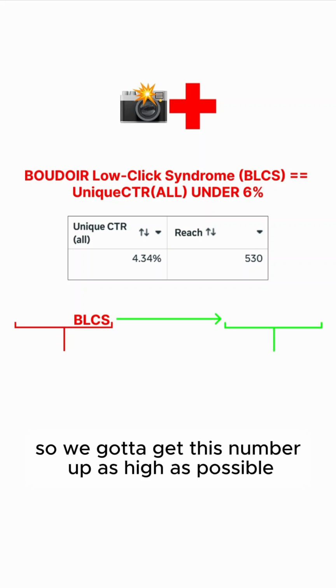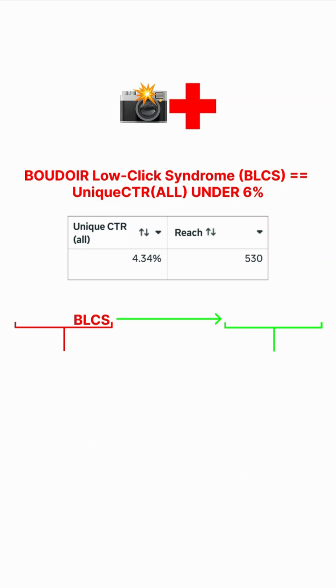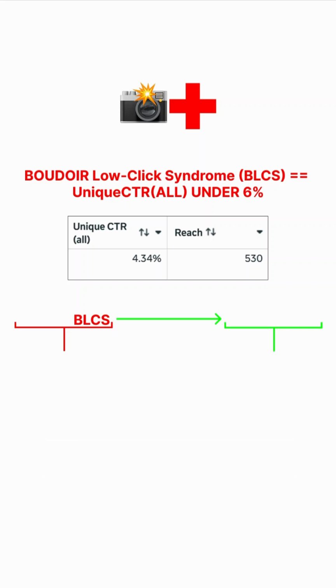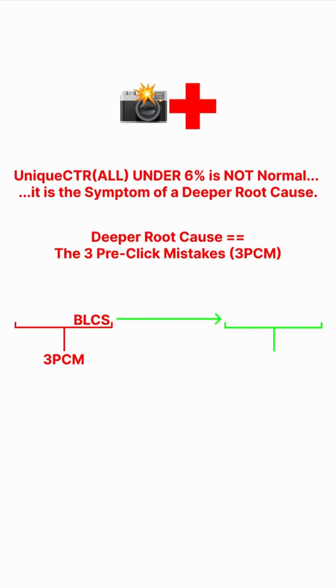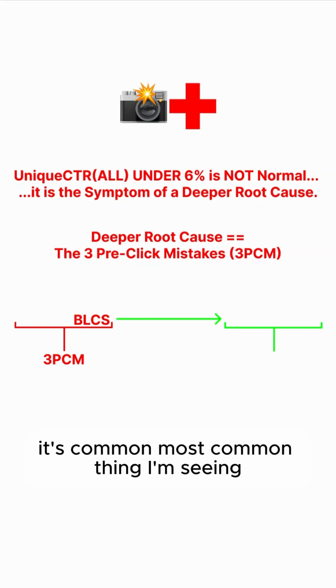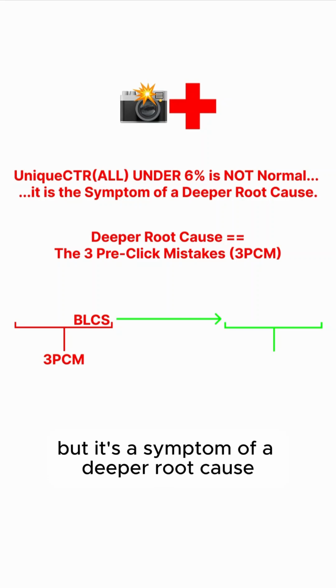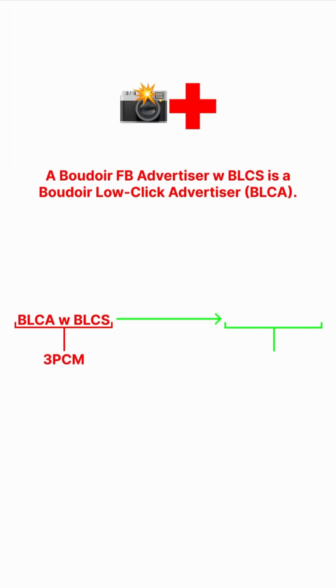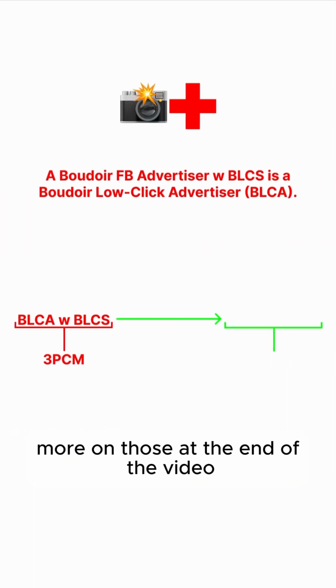So we've got to get this number up as high as possible. That's the goal. Anything under 6% means we've got a massive, massive, massive problem. And also, unique CTR under 6% is not normal. It's common, the most common thing I'm seeing, but it's a symptom of a deeper root cause. And the deeper root cause is the 3 pre-click mistakes. More on those at the end of the video.